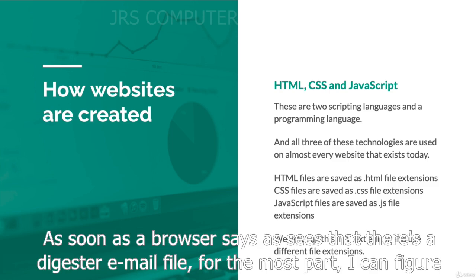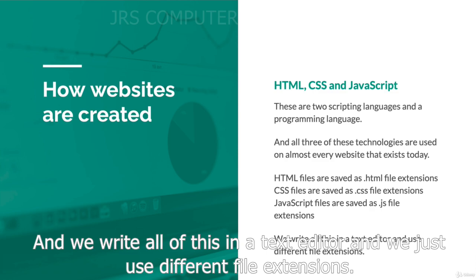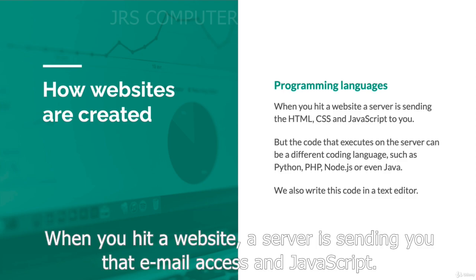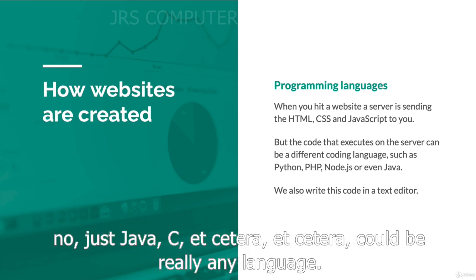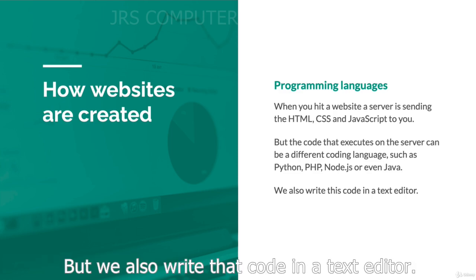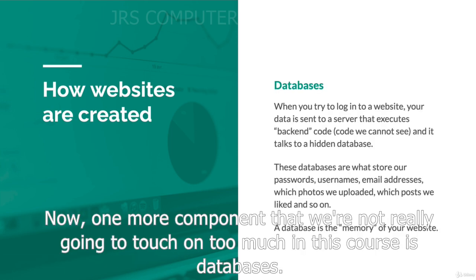As soon as a browser sees that there's a .js or .html file, for the most part, it can figure out what to do next. We write all of this in a text editor, and we just use different file extensions. Let's look at programming languages. When you hit a website, a server is sending you that HTML, CSS, and JavaScript. But the code that executes on the server can be a completely different coding language. It can be Python, PHP, Node.js, Java, C, etc. It could be really any language, and you're not going to know what that language is. But we also write that code in a text editor, and again, the text editor could be VS Code. Now, one more component that we're not really going to touch on too much in this course is databases.